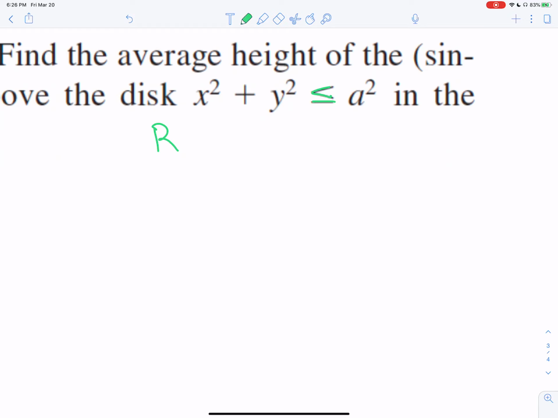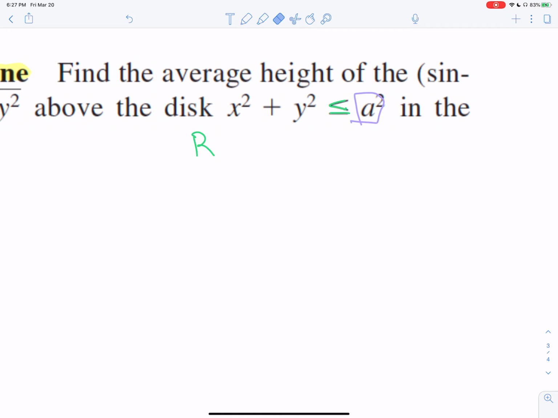And this part might be a little confusing. This a squared, that's not a number, it's just a variable. All this is saying is that we're trying to find the average height of a cone over any given size circle, right? So it could be a circle of radius 1 or 2 or 1,000,000. a could be any value. And so our answer will have the variable a in it. It'll be a variable equation. So you can plug in any size circle of radius a, and it will tell you what the average height of that cone over that size circle is.